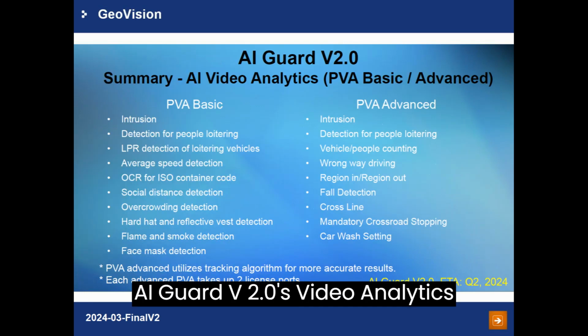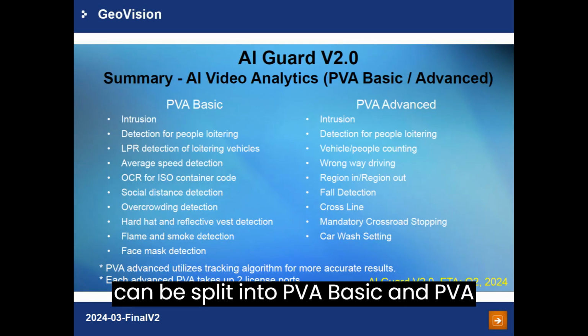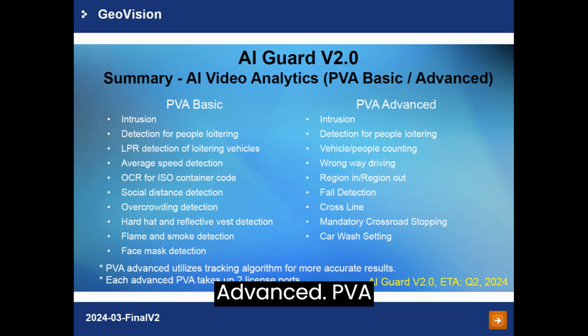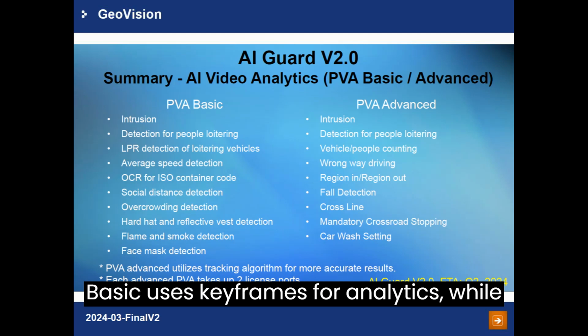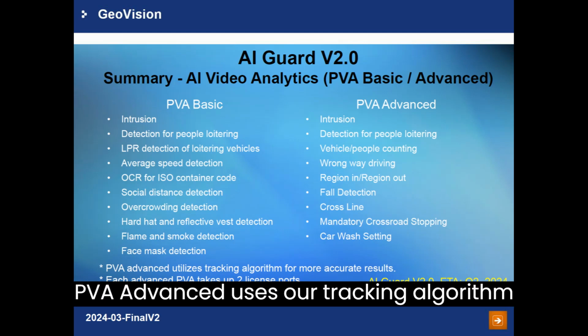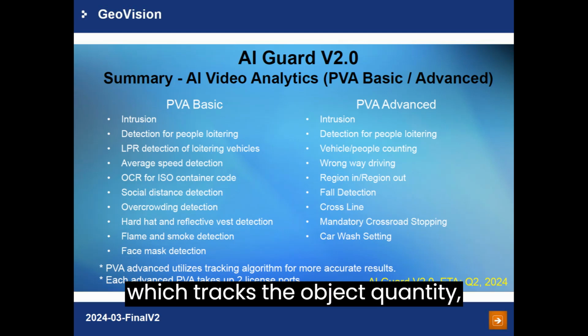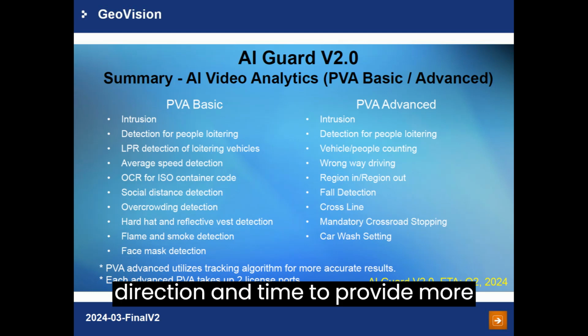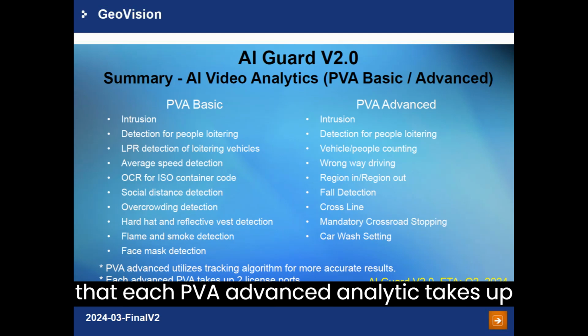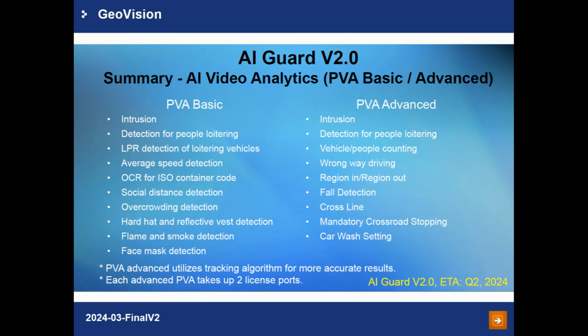AI Guard v2.0's video analytics can be split into PVA Basic and PVA Advanced. PVA Basic uses keyframes for analytics, while PVA Advanced uses our tracking algorithm, which tracks the object quantity, direction and time to provide more accurate analytic results. Do note that each PVA Advanced analytic takes up 2 license ports.